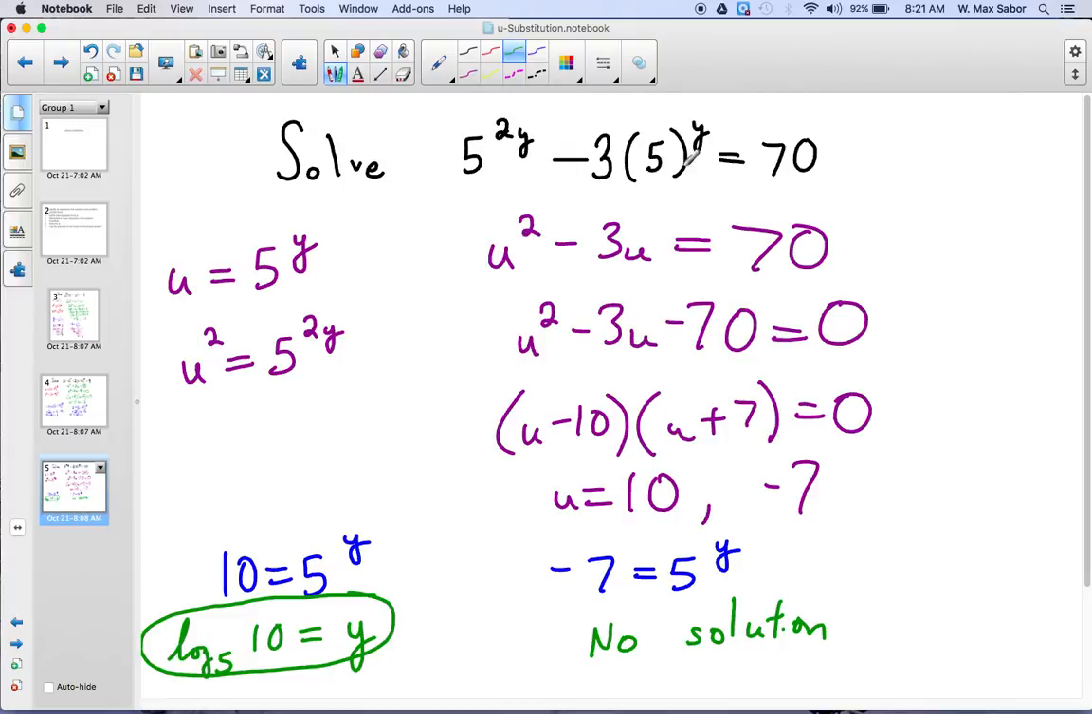So you don't want to use a u-substitution for every problem, but when you notice that there's something complicated happening multiple times in the same problem, you can use u-substitution to make it an easier problem.